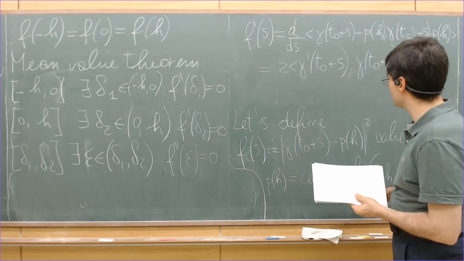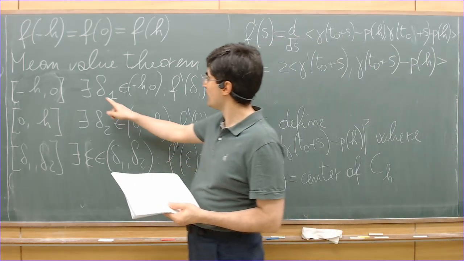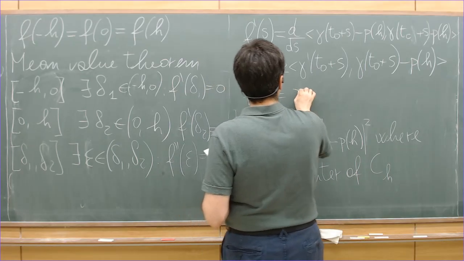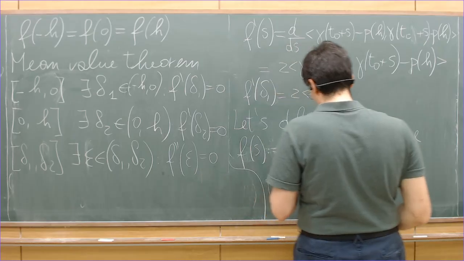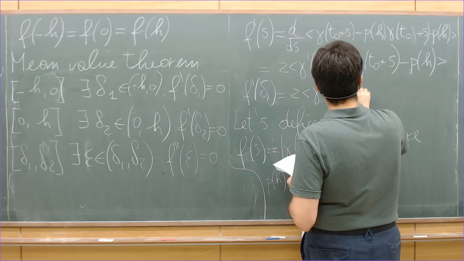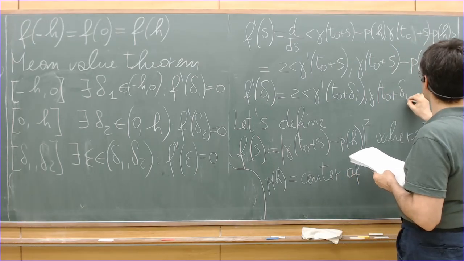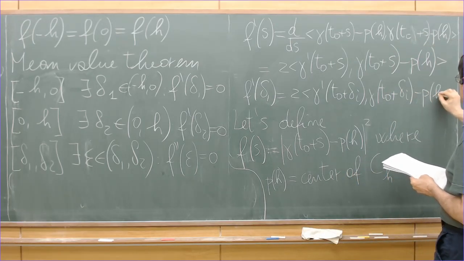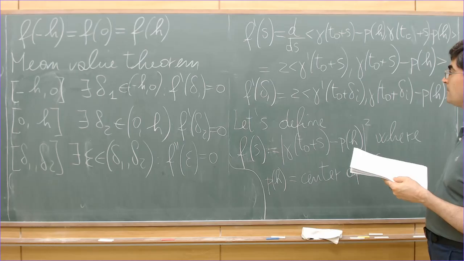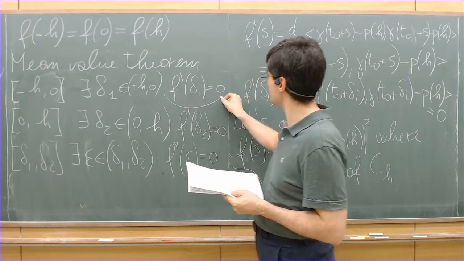And then if we replace s by delta 1 or delta 2, we get f prime of delta i. This is equal to 2 times the inner product of gamma prime t0 plus delta i and gamma t0 plus delta i minus pH, and this is 0 according to what we found before.